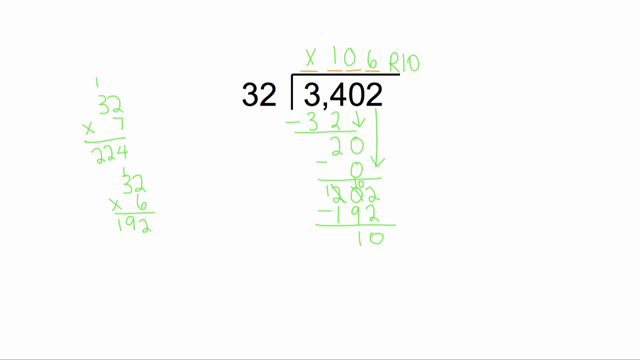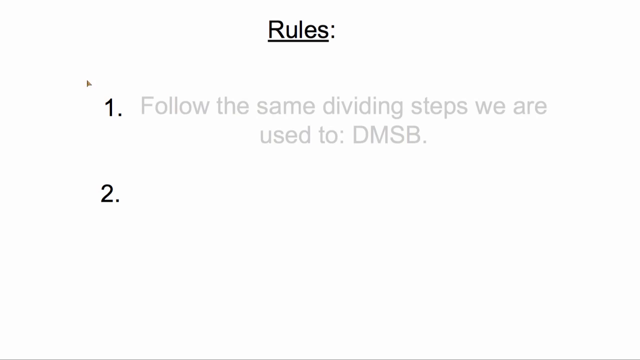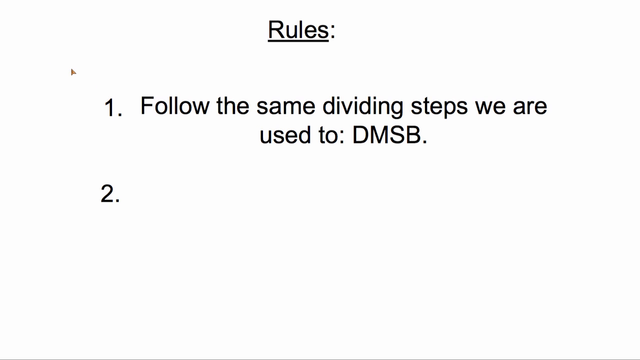Let's go ahead and go over the rules to wrap this up. Number 1, follow the same dividing steps that we're used to. Divide, multiply, subtract, bring down. There's no additional steps. Everything's exactly the same in that regard. Number 2, which is really the only difference, is that we need to multiply off to the side to make sure that we're getting as close as we can to the number without going over.